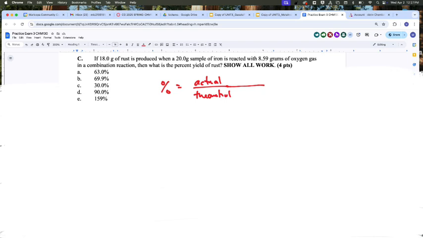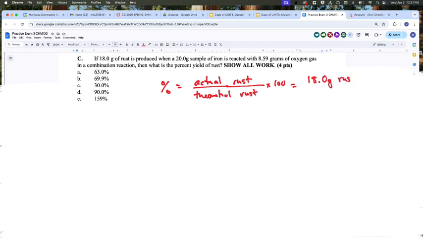We're asking for the percent yield of rust, which means we need the actual yield of rust and the theoretical yield of rust. That substance needs to appear in there, and then times our 100. Do we know any of those numbers? Yes. What number do we know? 18 grams, the actual. You did a marvelous job answering that question.